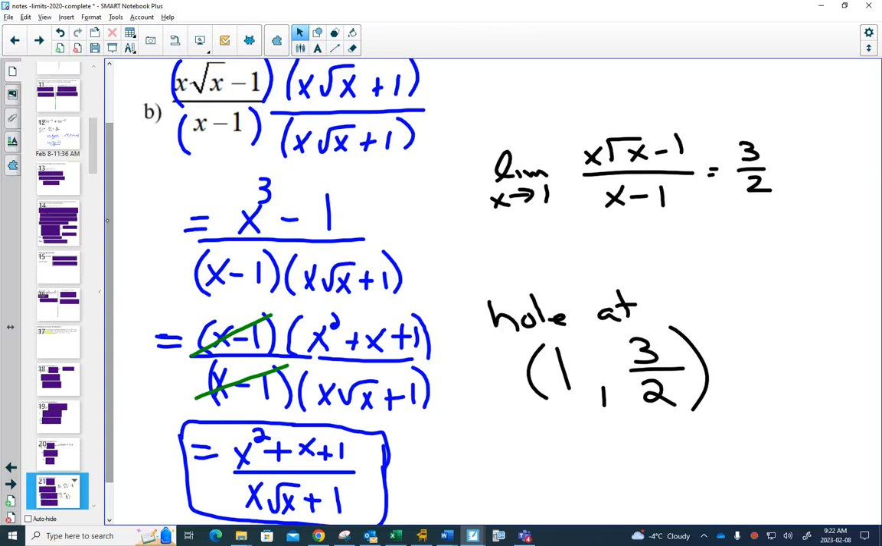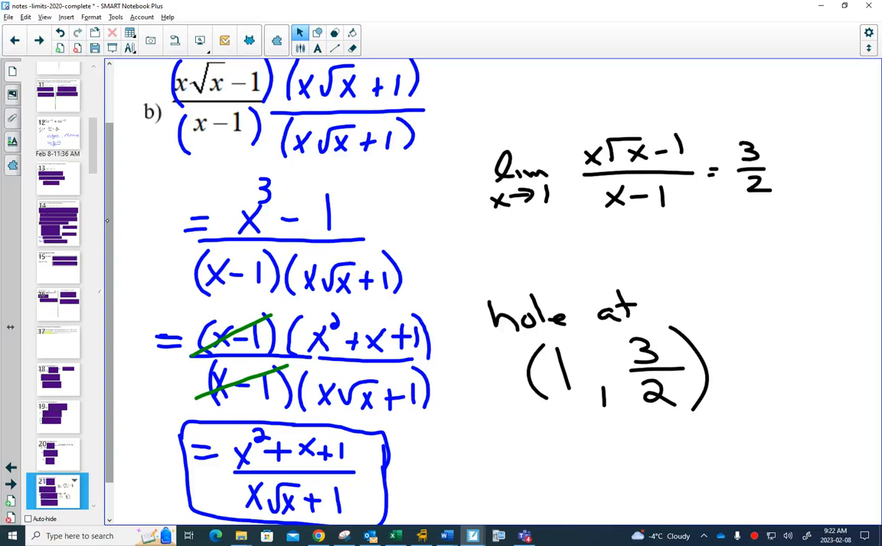Do you want to know a quick shortcut to tell if there's a hole? In this equation, the non-permissible value is 1. If you plug 1 into the bottom, it's a non-permissible value because you get 0 on the bottom, and that's not allowed. When you plug 1 into the top, you get 0 on the top. And so if you get 0 divided by 0 ever in an equation, you will have a hole.